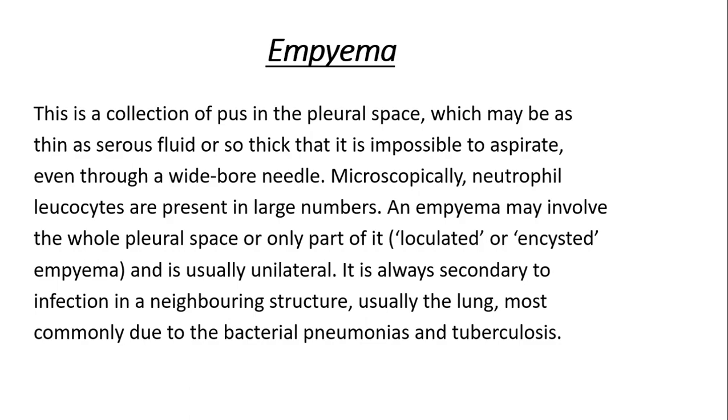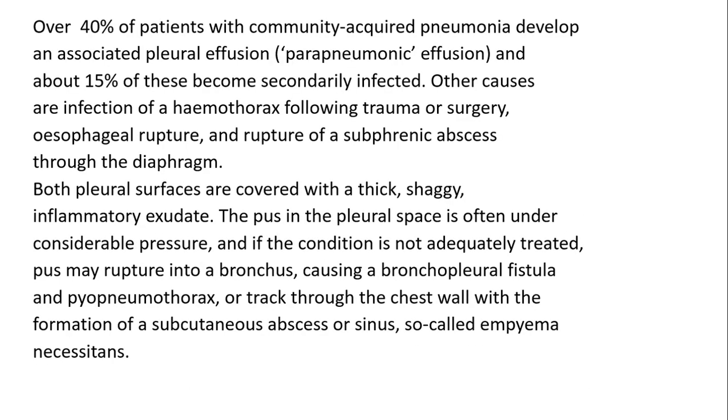It is always secondary to infection in a neighboring structure, usually the lung, most commonly due to bacterial pneumonias and tuberculosis. Over 40% of the patients with community-acquired pneumonia develop an associated pleural effusion, and about 15% of these become secondarily infected. Other causes are infection of a hemothorax following trauma, surgery, esophageal rupture, and rupture of a subphrenic abscess through the diaphragm. Both pleural surfaces are covered with thick, shaggy inflammatory exudate.